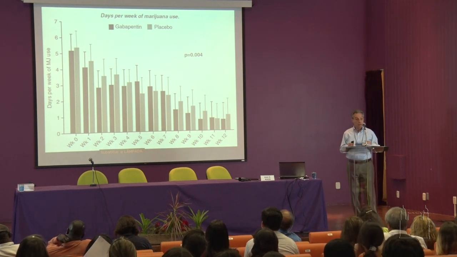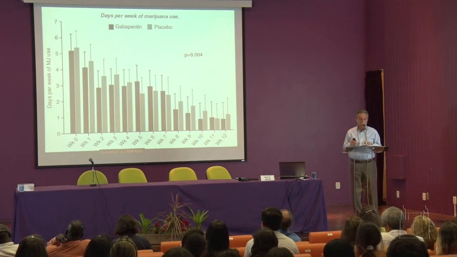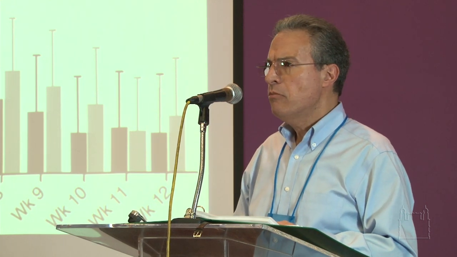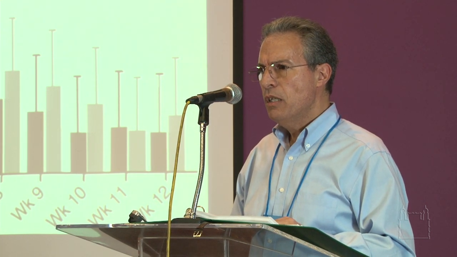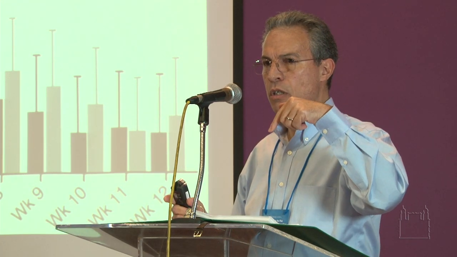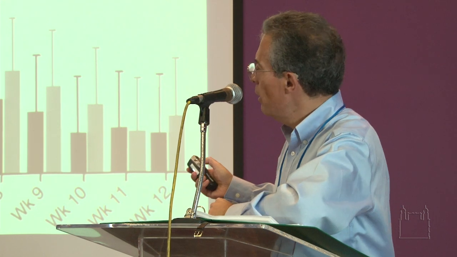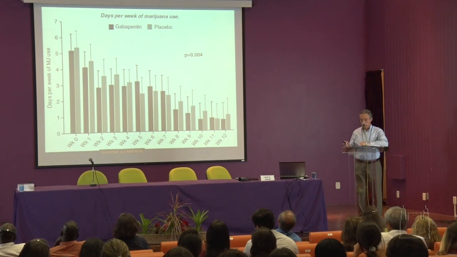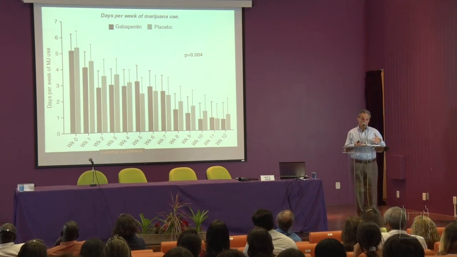0.004. Wow, great. Because this is a paper that came to me, it wasn't meant to be an example in the course or anything, this is part of my work, so I'm reviewing this. 0.004, wow, that's pretty good. What is significant? What does it show? Maybe gabapentin has fewer days of marijuana use. So I look and I say, yeah, fewer. But wait a minute, it's more. Oh, okay. And it looks pretty close. If you look at the confidence interval, I don't think they separate. So that's not it.